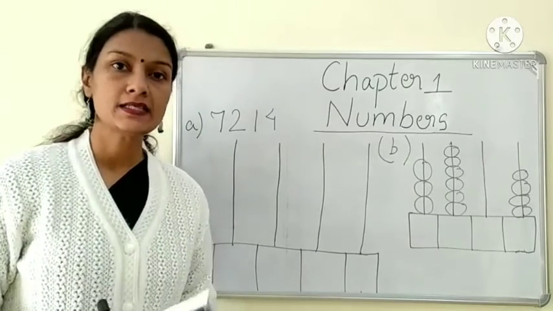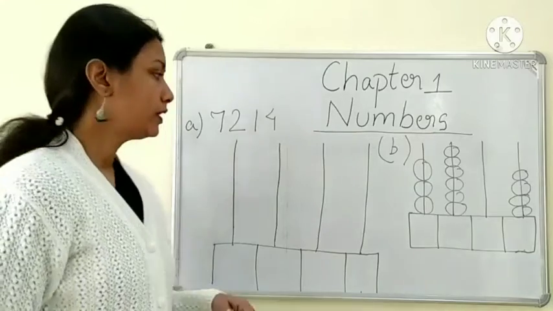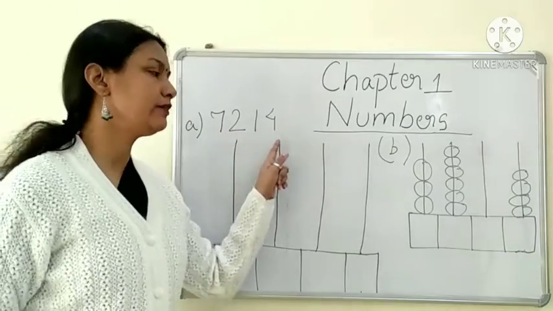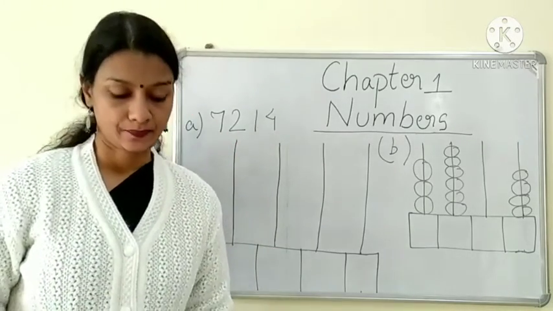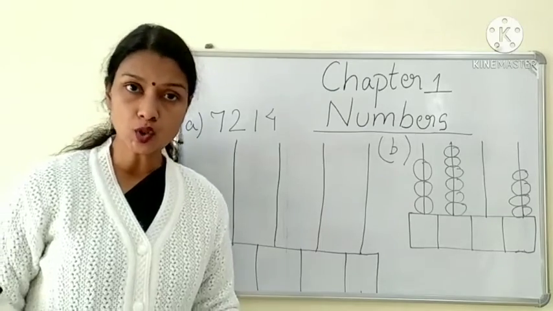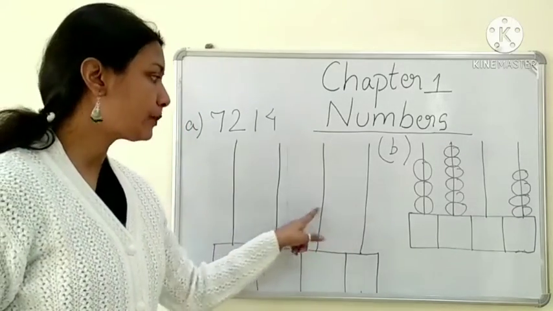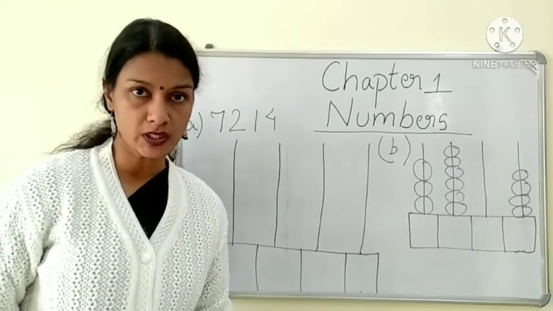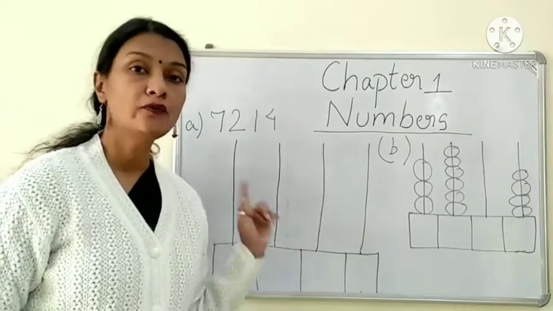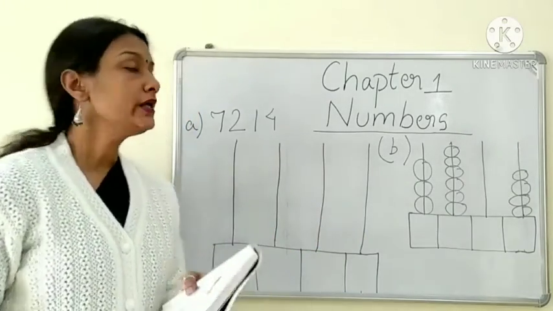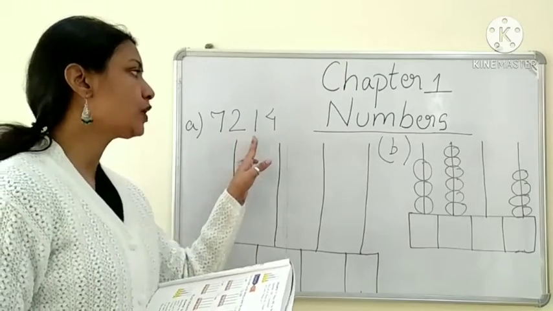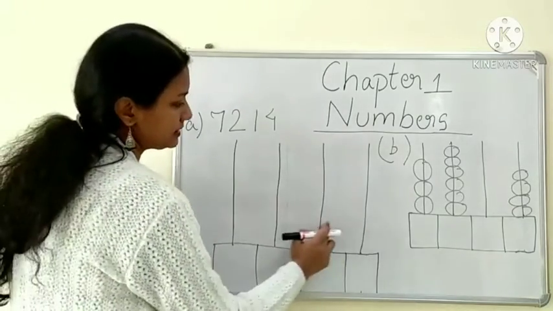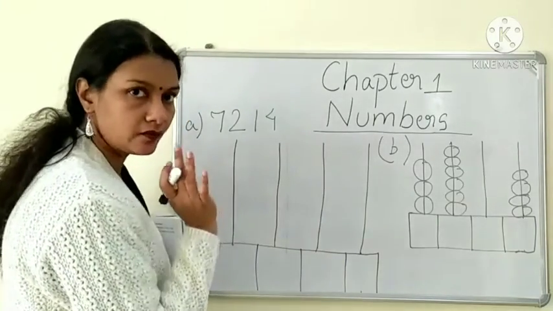Children, next is abacus. Now, here see 2 questions are there. 1A, 7214. Now, what is abacus? An abacus is a counting tool where we use 4 pins for a 4-digit number to show the numerals. Understood? Now, here the question is 7240. So, how will I show this on the abacus? Ones, tens, hundreds, thousands. These are the 4 pins.